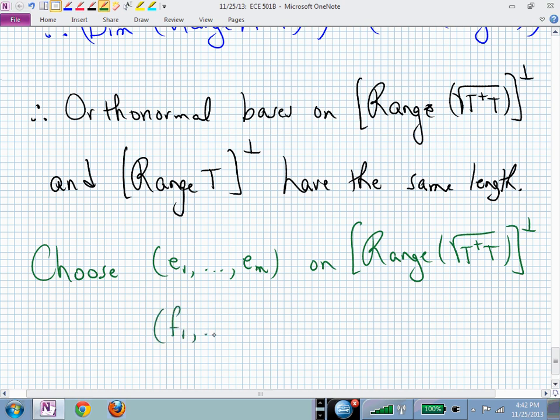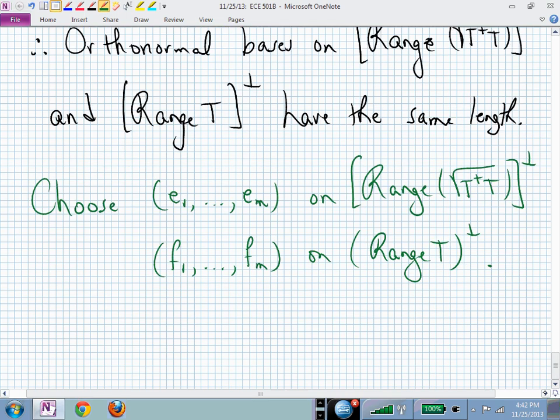And let's say F1 through F sub m on the range of T perp. So now we have two orthonormal bases on two different spaces. And now what we want to do is basically be able to map one to the other, or find a mapping from these E's to the F's. And we can do that with an isometry.